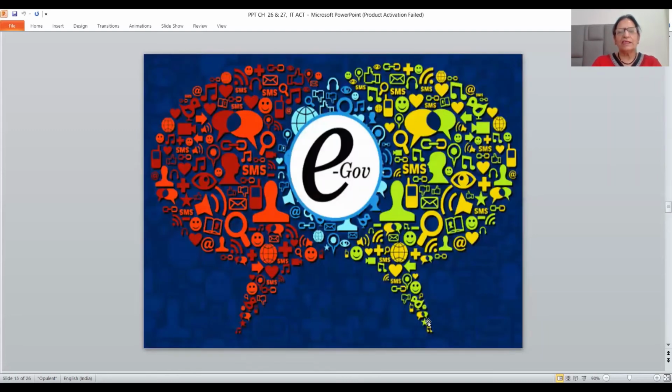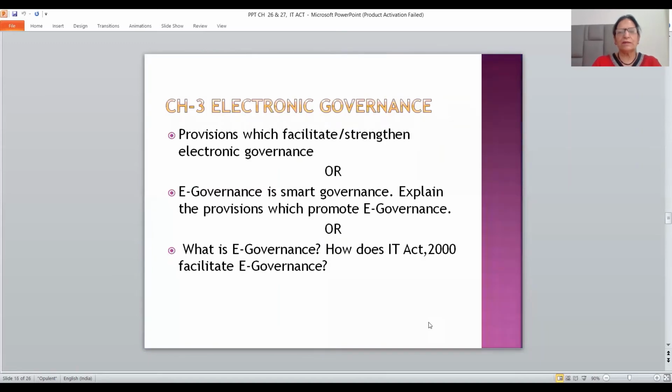Now, e-governance. This is the third chapter under the IT Act 2000. Now, these two questions are asked; the questions are the same, only the wording is different. The answer will be the same. Provisions which facilitate or strengthen e-governance. E-governance is smart governance. Explain the provisions which promote e-governance. What is e-governance? How does the IT Act 2000 facilitate e-governance?